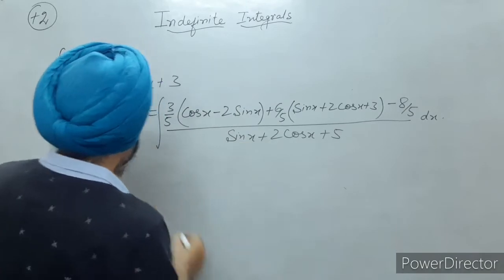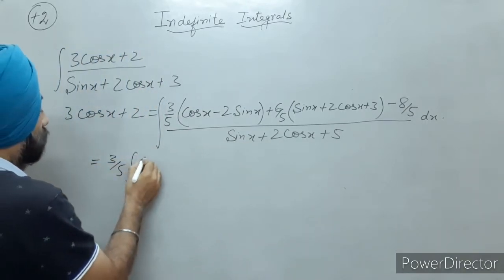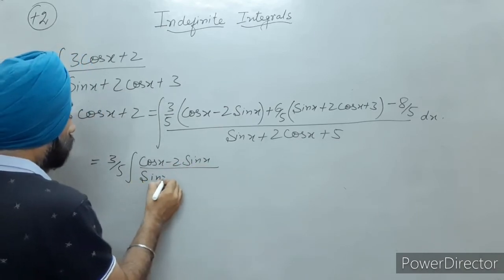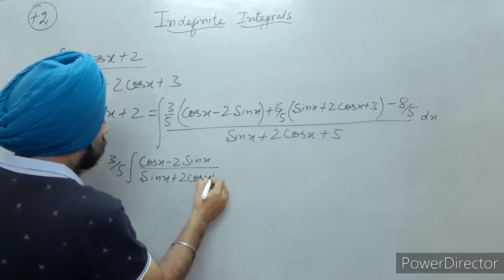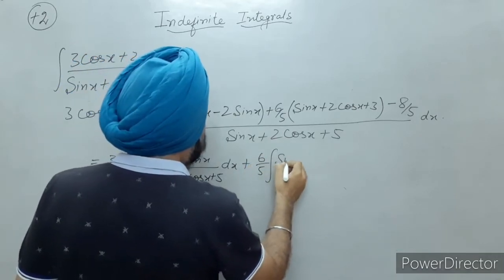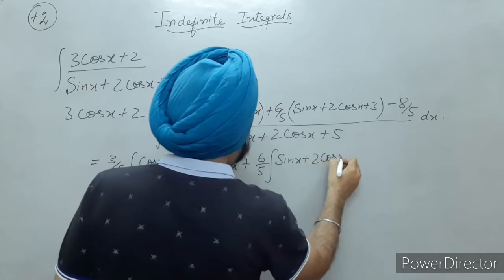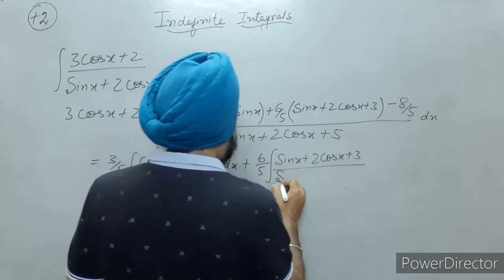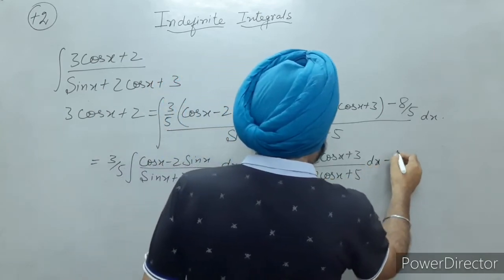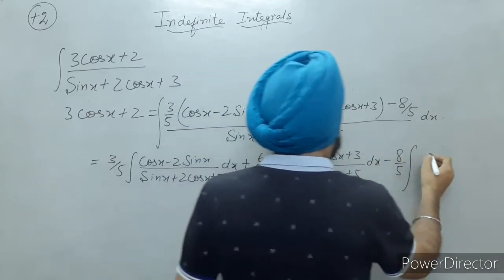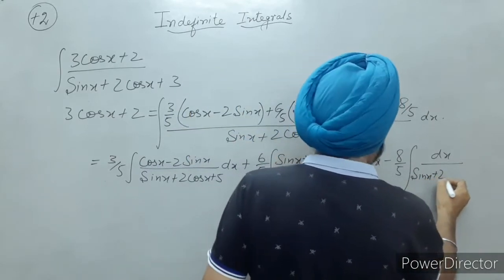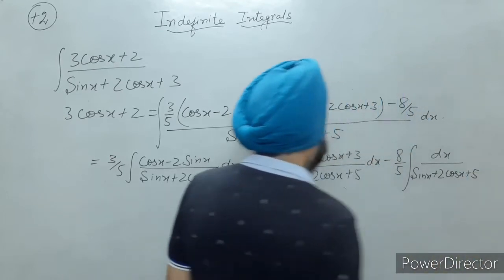This whole thing divided by, I take out 3 by 5: cos x minus 2 sin x divided by sin x plus 2 cos x plus 5 dx, plus 6 by 5 times sin x plus 2 cos x plus 3 divided by sin x plus 2 cos x plus 5 dx, minus 8 by 5 integral dx upon sin x plus 2 cos x plus 5.